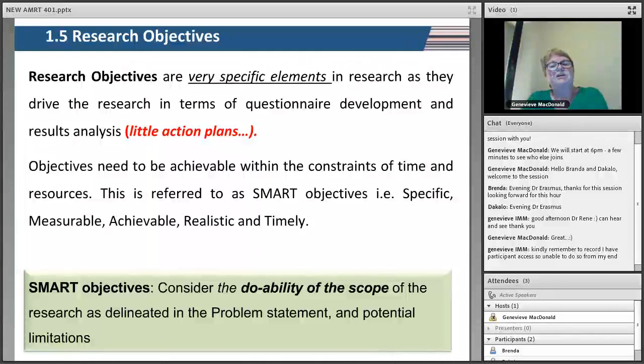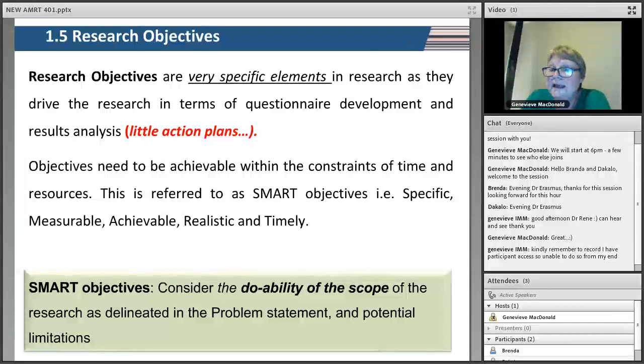Research objectives are very important because they are little action plans that actually guide you to your research design, guide you to your sample population, guide you to the tools that you will be using and the questions that you will be asking, because they are the elements of a project plan in essence that will help you answer the problem statement. But they have to be achievable within the constraints of time and resources.